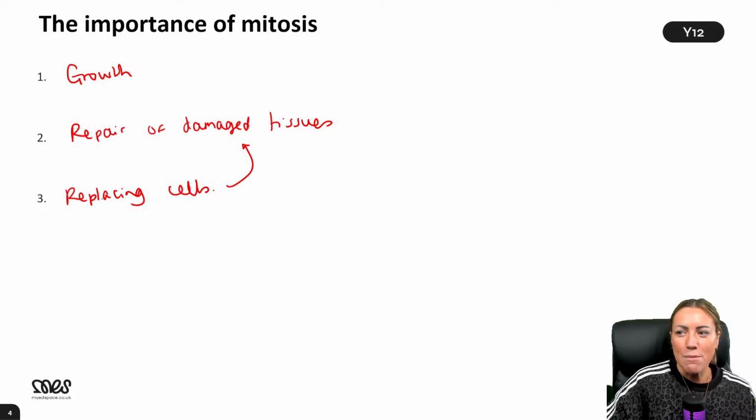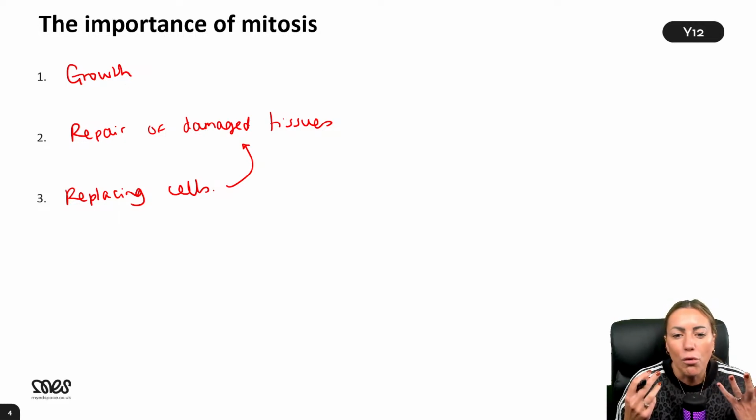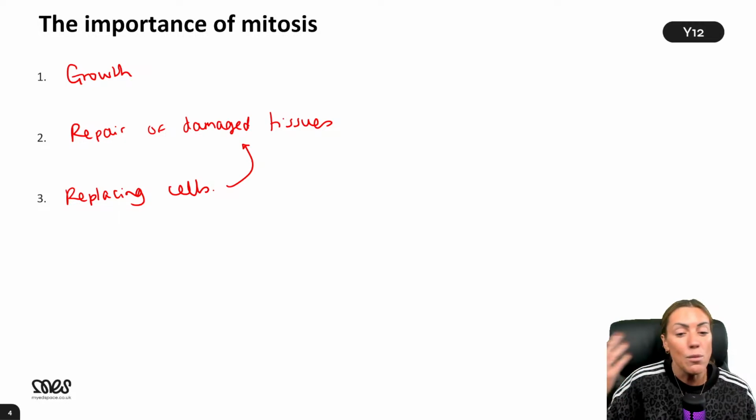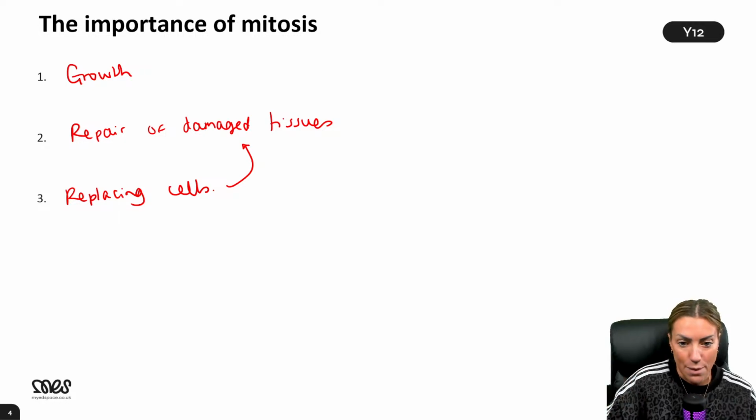So yeah, we're replacing cells to repair damaged tissues, but we're also using it for growth. That's how organisms get bigger. That's how we all grew from a baby to a toddler to a child to an adult, cell division through mitosis. It's even how we grow from a zygote or a fertilized egg cell to an embryo, then a fetus, then a baby. So growth is obviously one of the most important things for mitosis. But even when you've finished growing, mitosis is still happening, to replace cells and repair damaged tissues. So these are the three reasons why we need it, if you like.